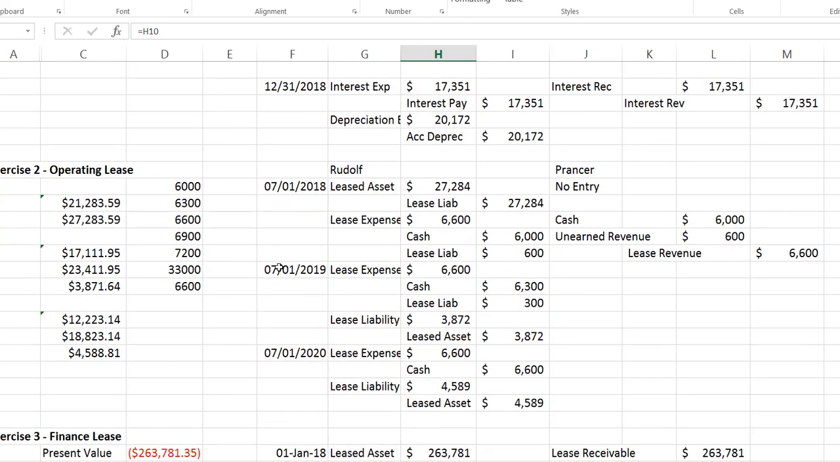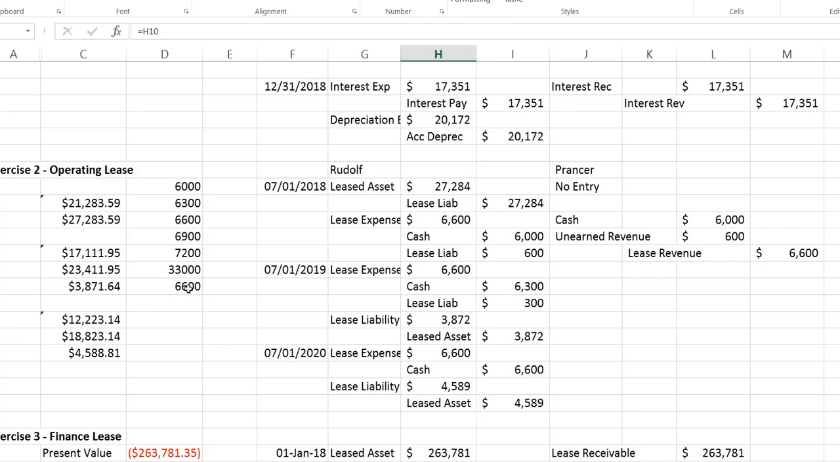All right, now exercise 2 is an operating lease. It does not fit any of the criteria to be a finance lease. So it is an operating lease. It's an operating lease that pays different amounts each year. So we listed those here.